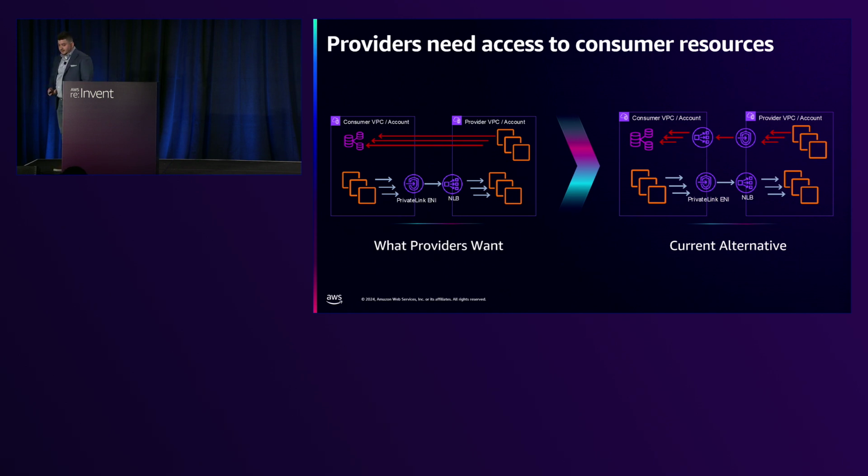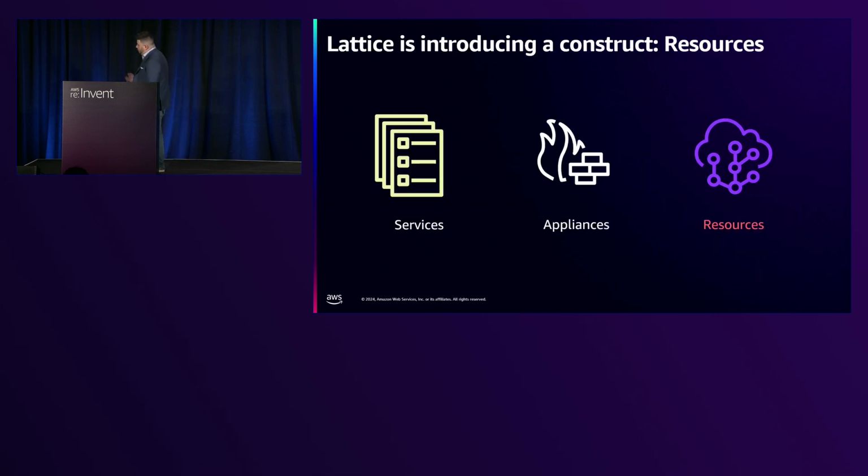Again, this is done today, the workaround is similar. You would vend an automation, CDK or Terraform, and then have your customer set up a PrivateLink service and then call back into that. Today, we're actually announcing a new construct within Lattice and for VPCs called resources, which model the resources that I mentioned, EC2 instances, RDS databases, cache clusters.